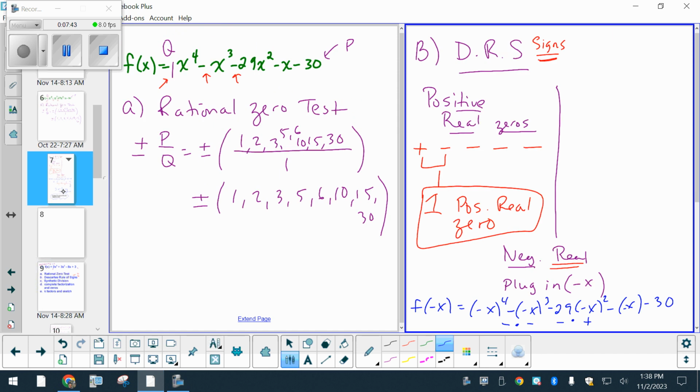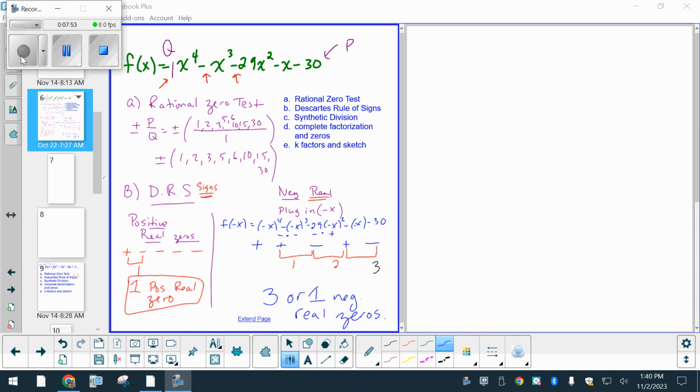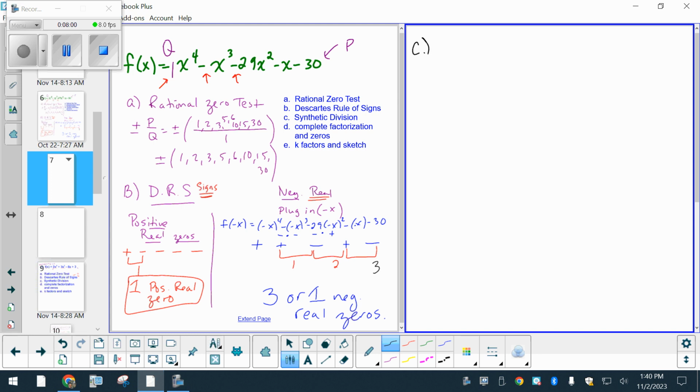We're going to go back to this one, right? We have our rational zero test. We have our Descartes rule of signs. And now we're going to do our synthetic division. Okay, so I cleaned it all up, got it all on one page. Now we're going to start with our synthetic division.